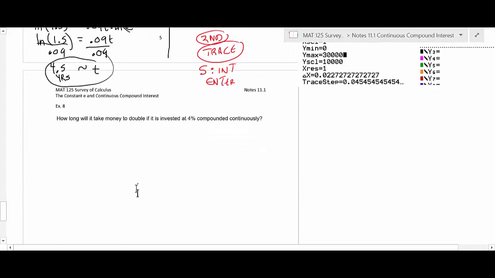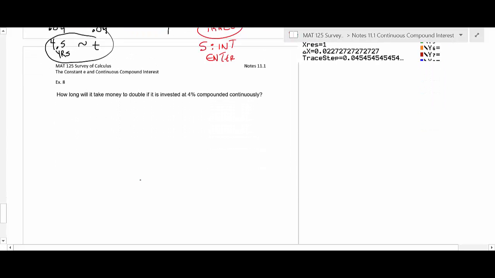Okay, this one we're going to do analytically, algebraically, and then we'll also do this one graphically. What this problem is saying is how long. So again, we're going to end up finding t, so we've got to solve an equation. And then we're going to find out how long it takes for money to double. And notice I didn't give you the principal. I'm just saying money in general, regardless of what your principal is. And we're going to have 4%. It's going to be your rate.